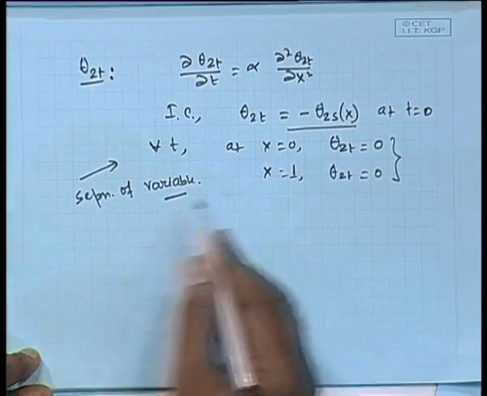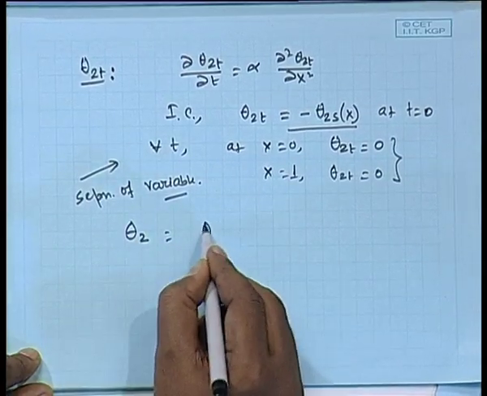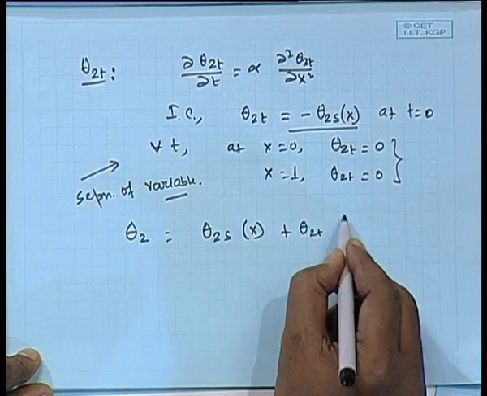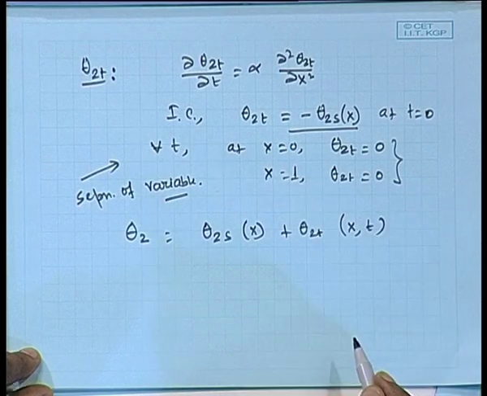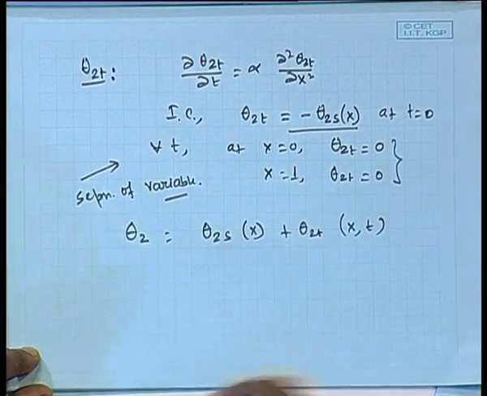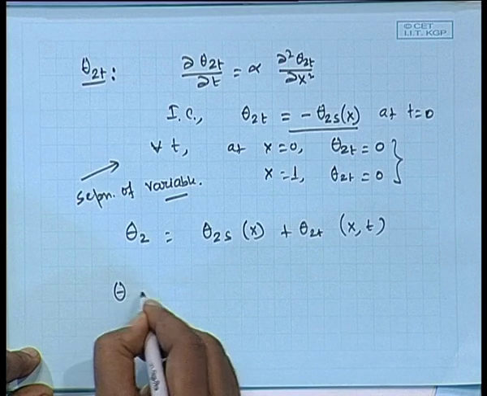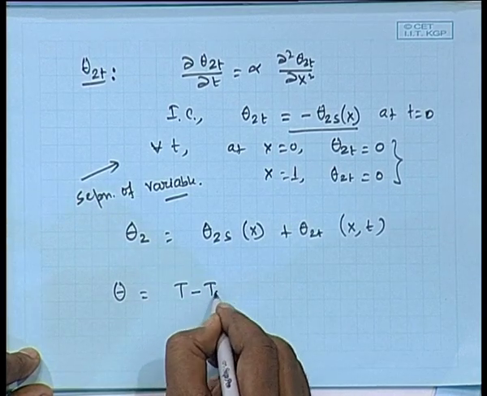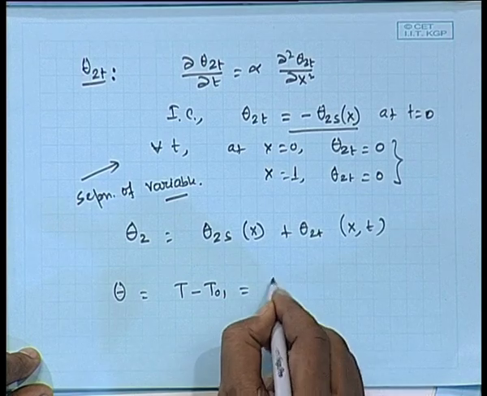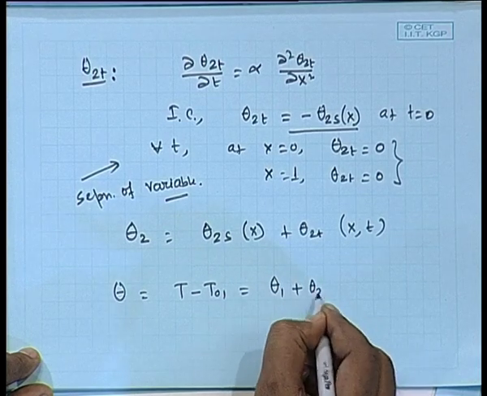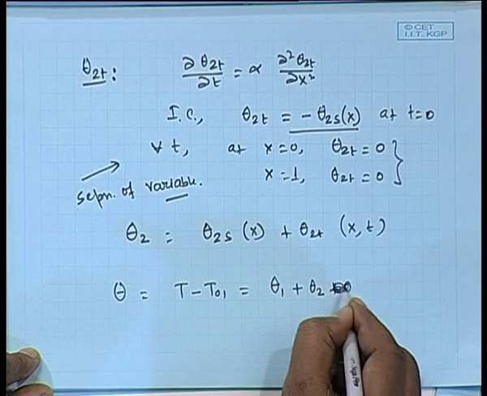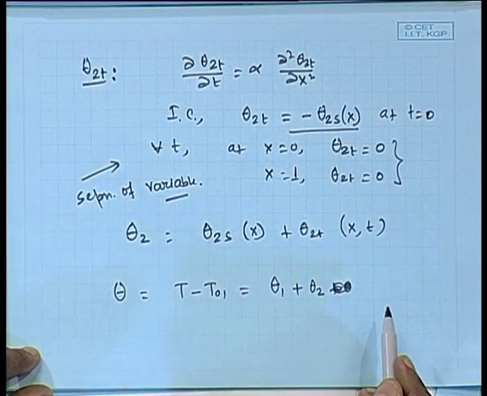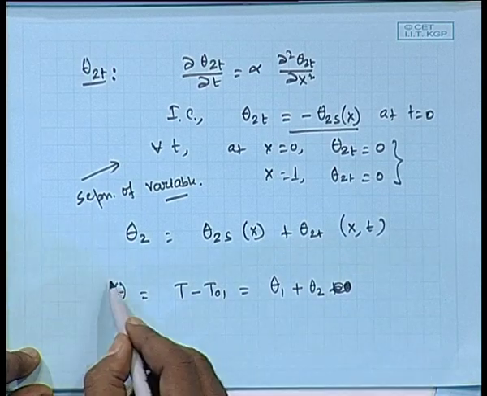So, the overall solution of theta 2 can be constructed as theta 2s, which will be a function of x, plus theta 2t, which will be a function of x and t both. And the final solution, T minus T01, is theta 1 plus theta 2, and theta 2 will be theta 2s plus theta 2t. Okay.